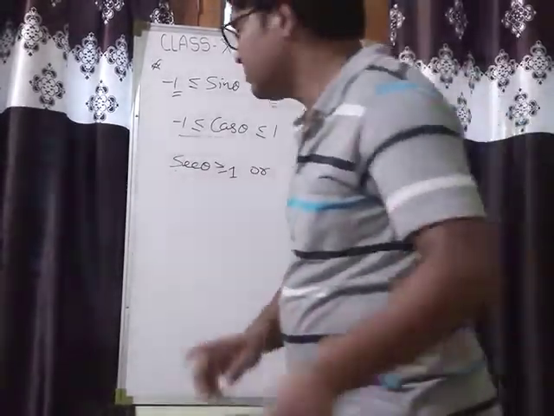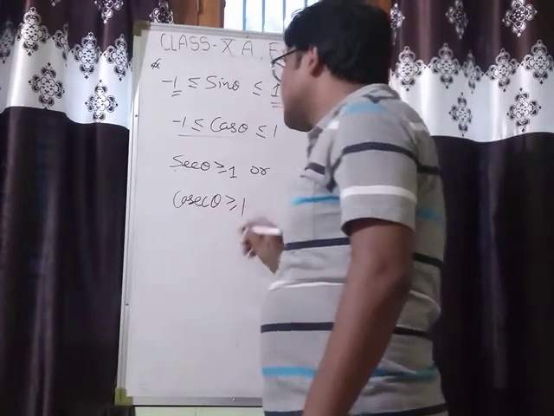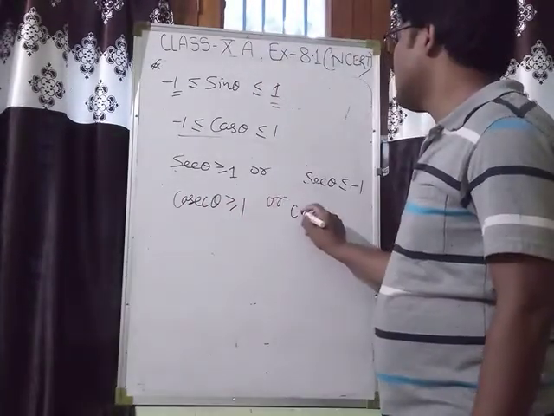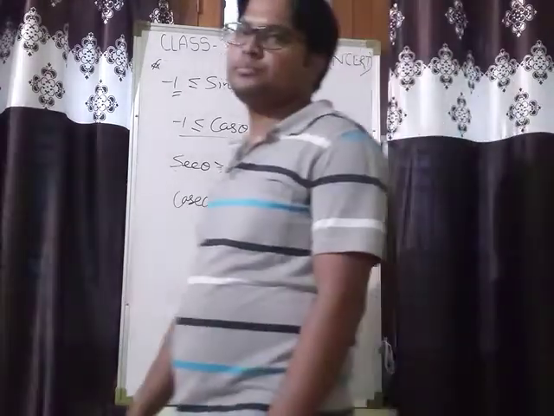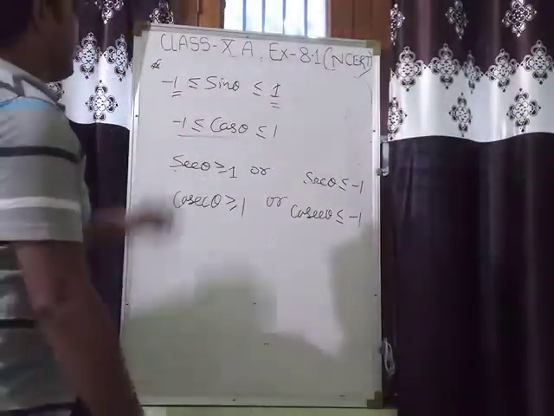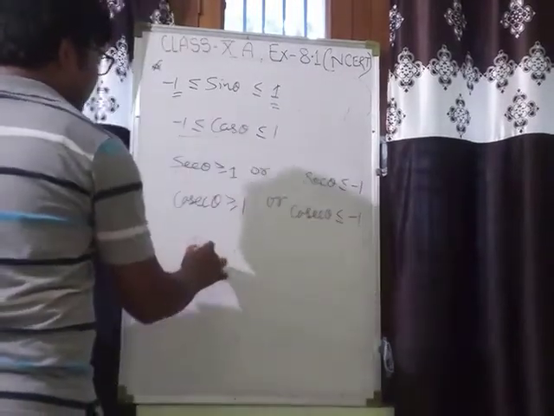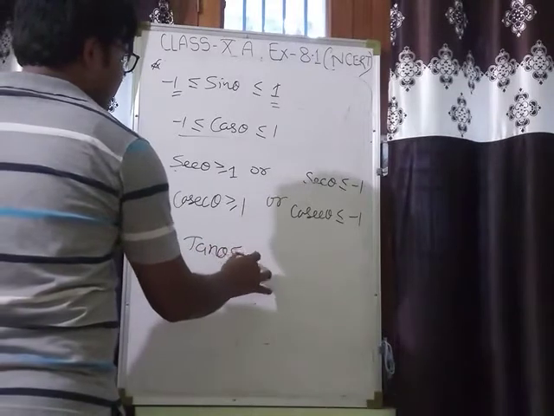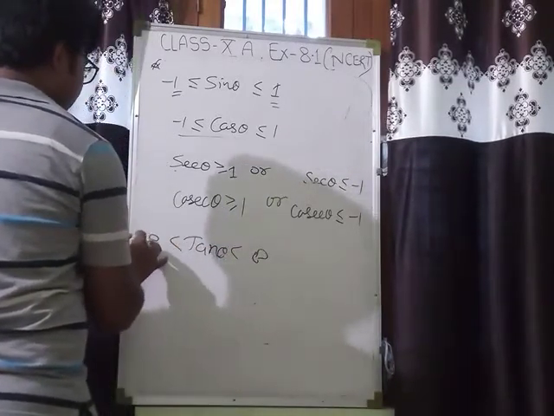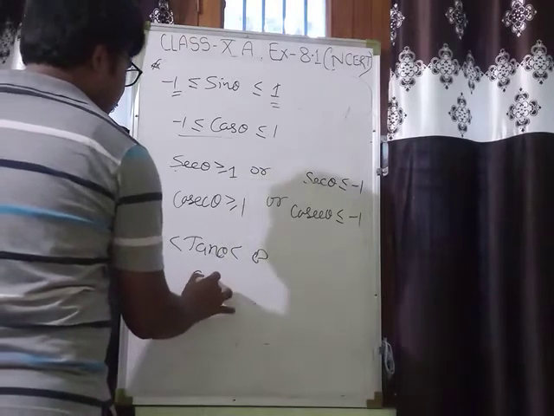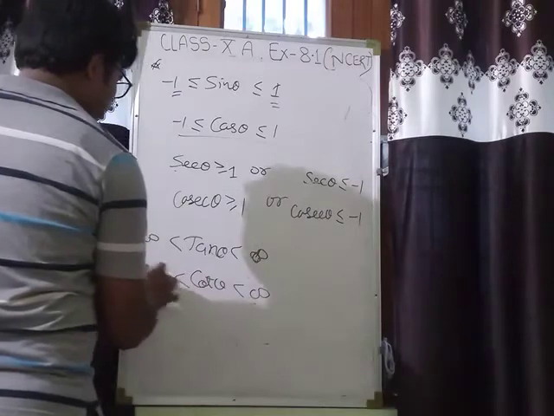Cosec theta is greater than or equal to 1 or cosec theta is less than or equal to -1. Okay? So you see, sine is written here, cos is written, sec, cosec, tan may be any real value, less than infinity, greater than -infinity. Cot theta is the same, less than infinity, greater than -infinity.